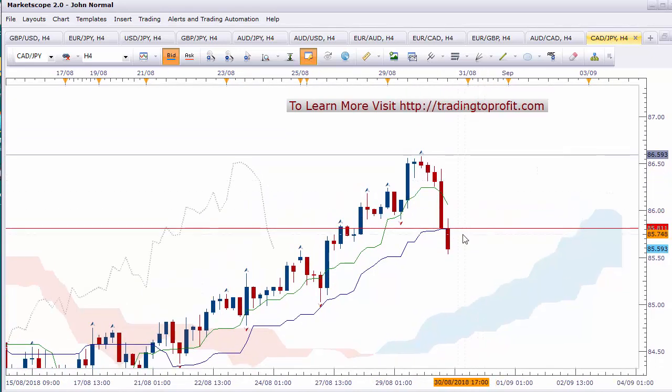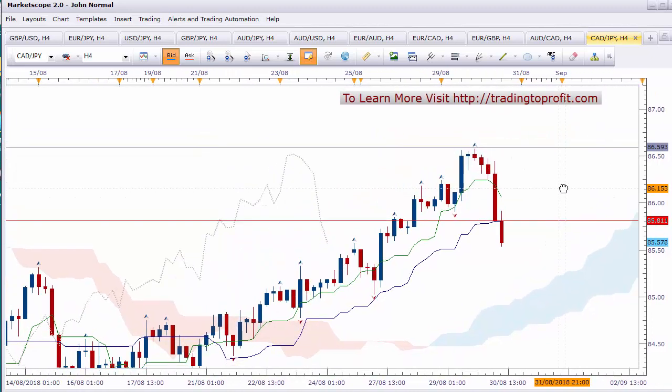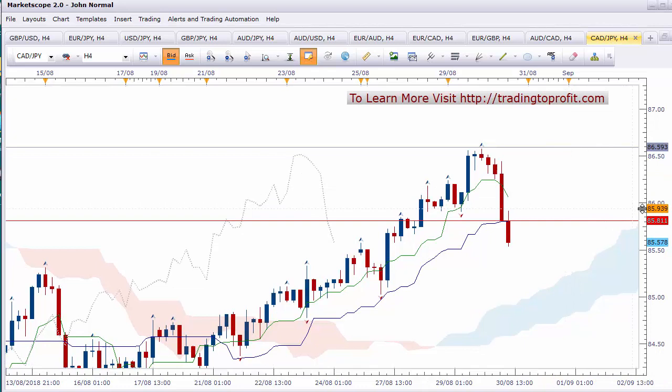So let's have a look. Would have made about 30 pips at the moment on this fractal break trade, because we'd have been in there at 85.81, and it's now on 85.58. So 20 pips profit at the moment. But we missed it. I missed it because I wasn't paying attention to the charts.